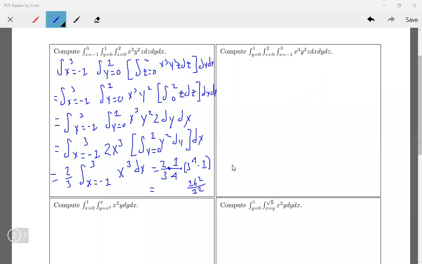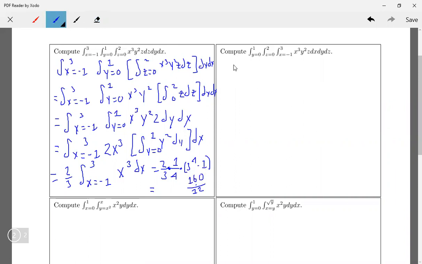And of course, that's wrong. 3 to the power of 4 is 81. 81 minus 1 is 80. 2 times 80 is 160. So this is 160 over 12. Let me just erase this to make it a little more clear.